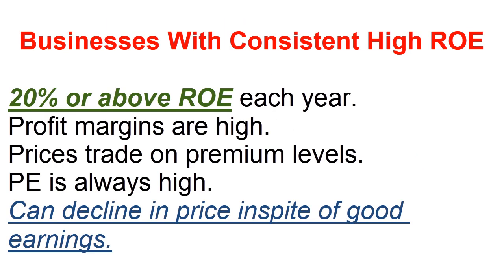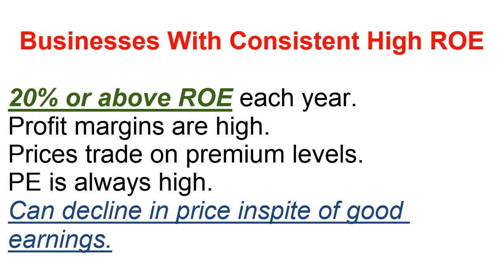Third on list are businesses with consistent high ROE. These kind of businesses usually generate 20% or above ROE each year. Usually their profit margins are high. Keep in mind it is not compulsion, but in majority of cases you will find high profit margins. Businesses with high ROE are kind of businesses which trade for premium price. It is hard to find businesses with high ROE with low PE. Therefore, while growth investing, most of the time we totally ignore PE valuation.